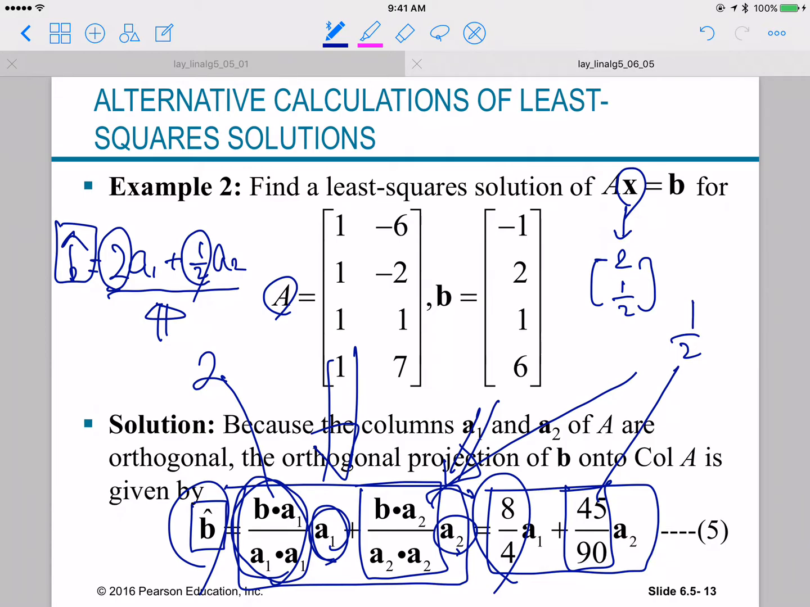So does it make sense? We didn't even need to construct any kind of normal equation. We can simply obtain the least square solution very easily by doing this orthogonal projection. But this is only true when your matrix A has orthogonal columns, right?